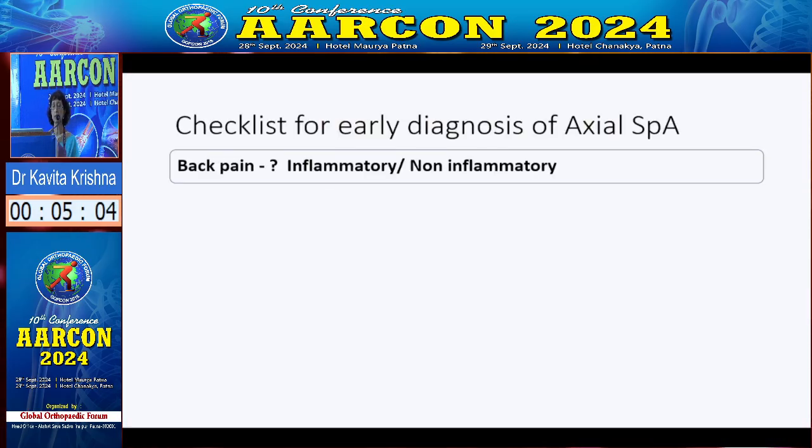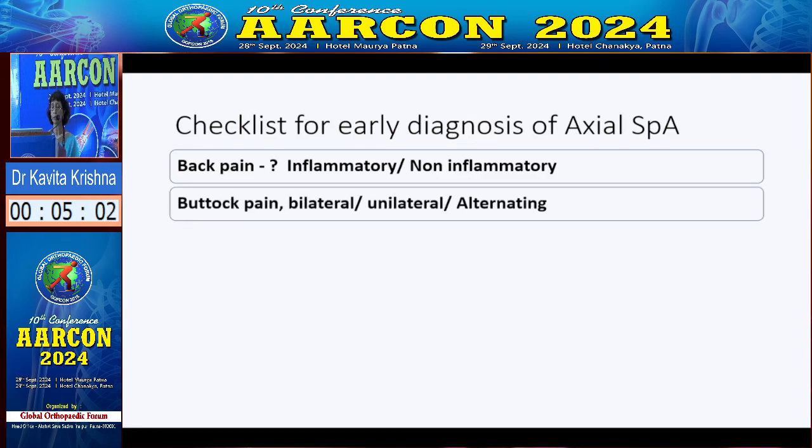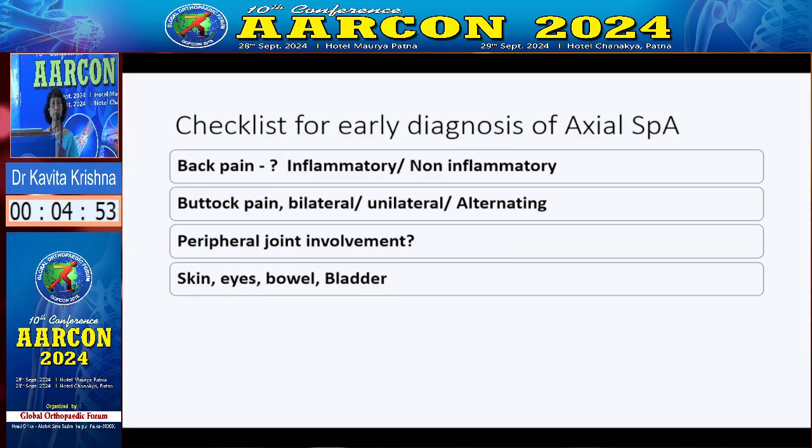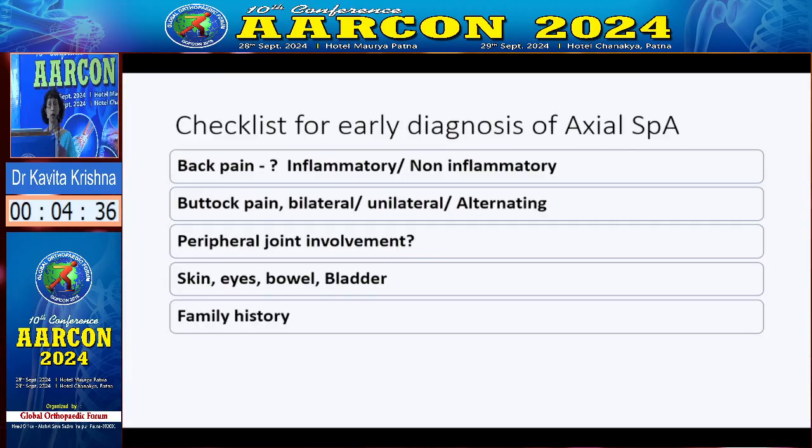The checklist is whether the backache is inflammatory or non-inflammatory. Buttock pain is a very important symptom which is often missed out. Unilateral or alternating buttock pain is often an early clue. Existence of peripheral joint involvement is important. We often forget, or the patient forgets to tell us, about skin, eyes, bowel and bladder involvement, because ulcerative colitis, psoriasis and uveitis indirectly tell you there could be an underlying spondyloarthropathy. Family history of spondyloarthropathy, HLA-B27, psoriasis, all are very, very important.